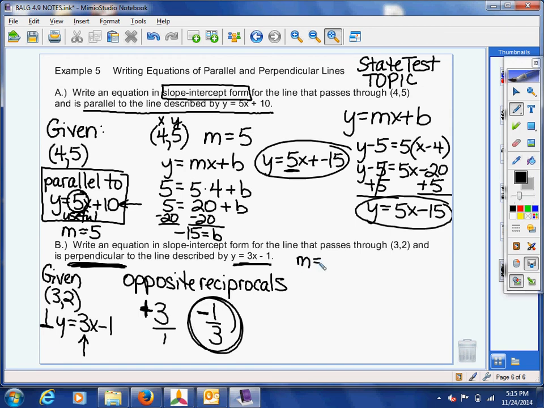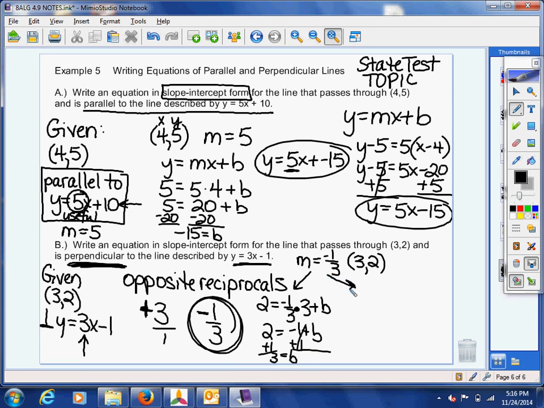You know the slope, negative 1/3, and we know a point, (3, 2). And I really don't care which method you use. You can plug right into y equals mx plus b and solve for b. So that gives you 2 equals negative 1 plus b, add 1, and b is 3. Or some of you, I think, prefer the point slope form, where you go y minus 2 is equal to negative 1/3 times x minus 3.